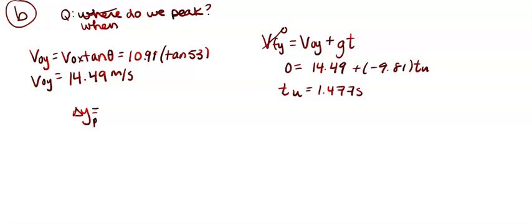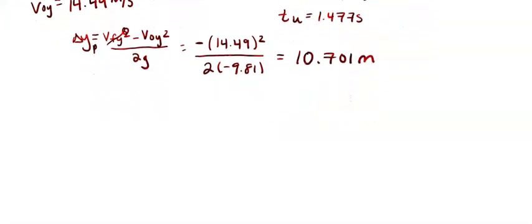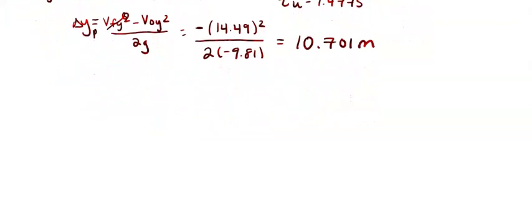So using the fact that at the peak we have a velocity of 0, we have different options. I'm going to rearrange the v final y squared equation. Because I know my velocities and I know gravity, I'm just going to do that one instead of using the time. So calculating would cancel out the v final y because it's at the peak, so it's 0. So that's going to give us the negative of 14.49 squared divided by 2 times gravity. And that's going to give us a peak height of 10.701 meters. So that tells us that at its highest point, the ball will be 10.701 meters in the air.